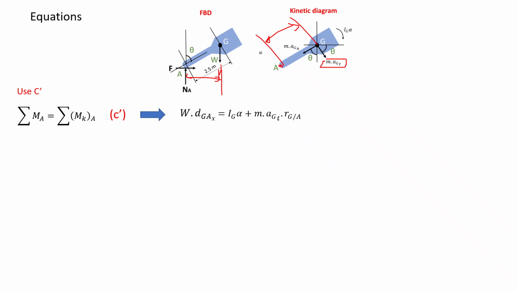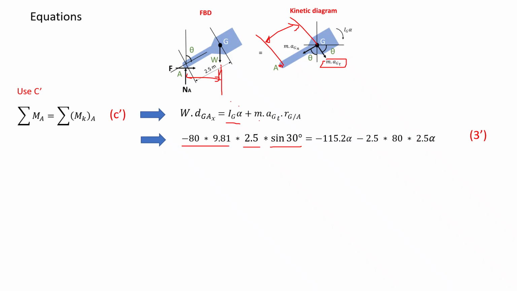So the IG alpha, we know the IG, we don't know what the alpha is. The mass is known, the acceleration will be given to me in terms of the alpha, so I have two unknowns here. The weight is known, so I can find the value for the alpha. So substitute that here, the weight multiplied by 2.5 multiplied by the sine of 30.